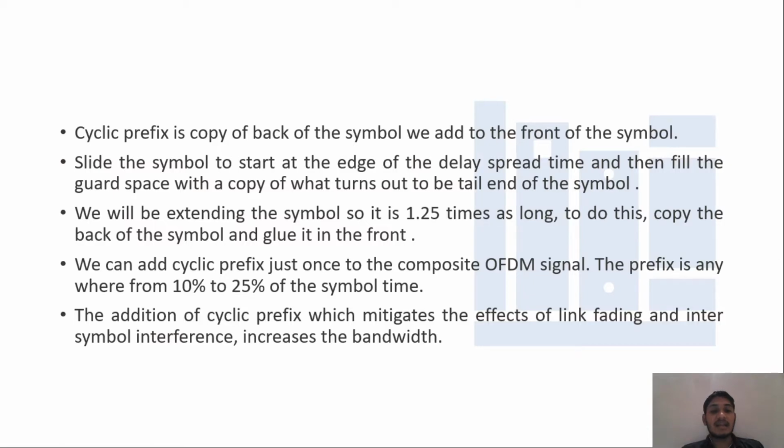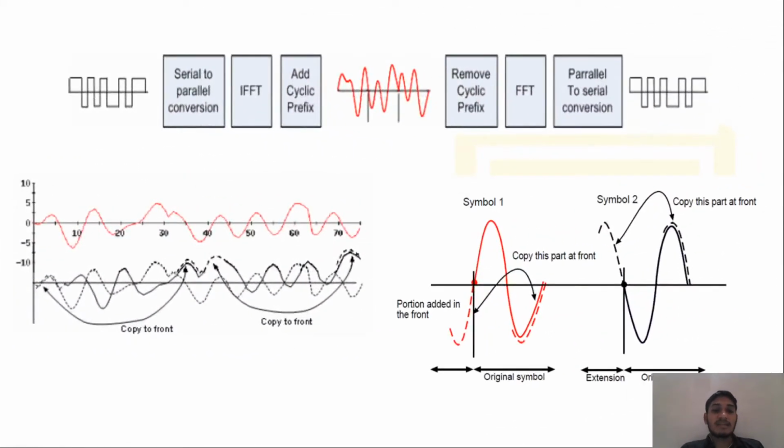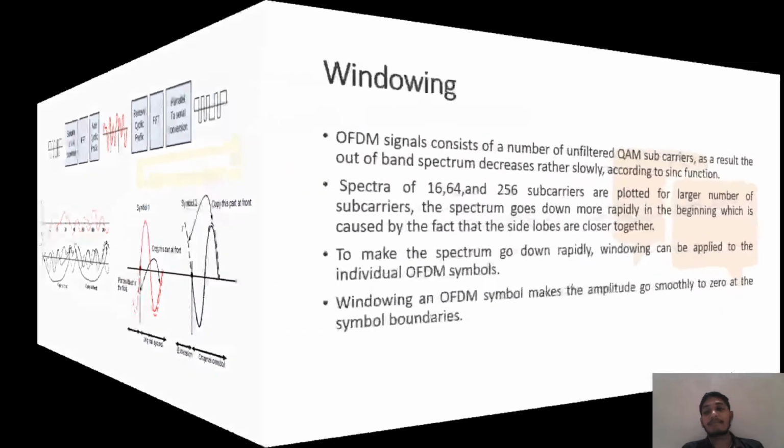We can add the cyclic prefix just once to the composite OFDM signal. The prefix is anywhere from 10% to 25% of the symbol in time. The addition of the cyclic prefix mitigates the effect of link fading and inter-symbol interference, but increases the bandwidth. This figure shows the OFDM signal. In the OFDM signal, the cycle is added only one time.